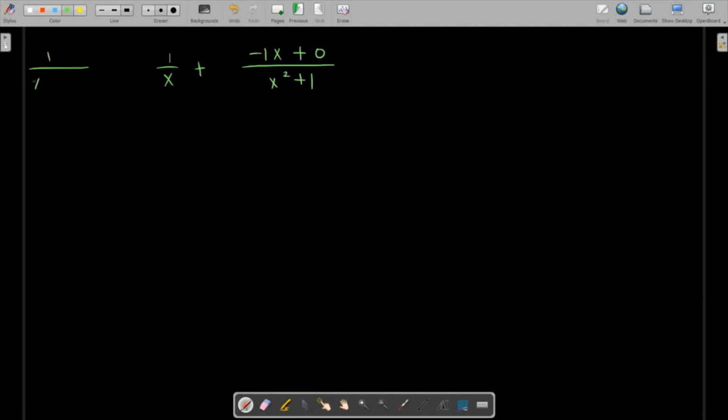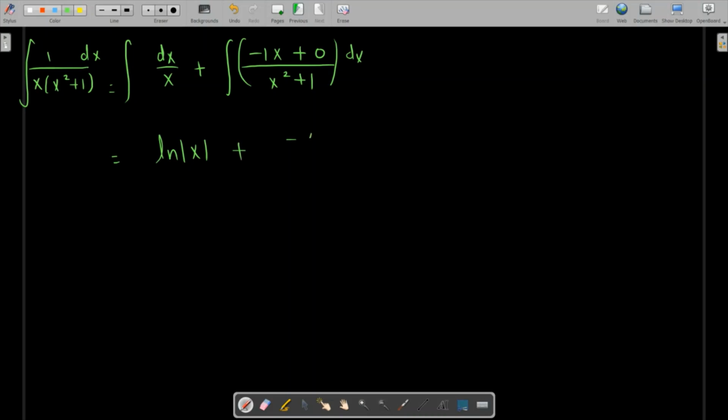And this is nothing but equal to 1 over x squared plus 1. So if we are going to integrate this, we are going to have a dx over here, and we are going to have dx over here as well. So dx over x integral is ln absolute value of x, and this is going to look like negative x dx over x squared plus 1. The negative sign can come outside, and with a t substitution, this integral is 1 over 2 ln absolute value of x squared plus 1. So this is how this integral would be.